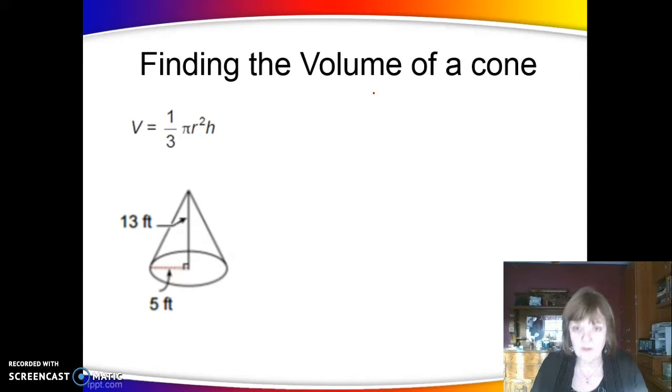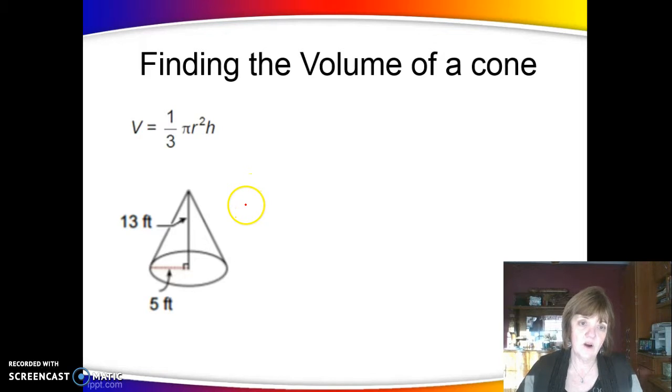So let's start out right away with the volume of this particular cone. Now we have a new equation, formula to use. And again, you don't have to memorize all of these. They are going to be available to you on the help sheets. So make sure you use those help sheets.